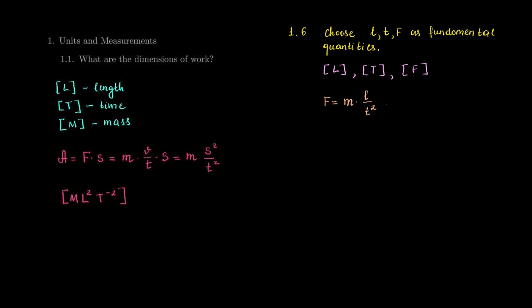Now from this equation we can find m as it is f t square divided by L. So dimensionally m is equal to f t square divided by L. So the dimensions of m, let's say this big M, is equal to the dimensions of f. Okay, let's write it here. It is F T square L minus 1.